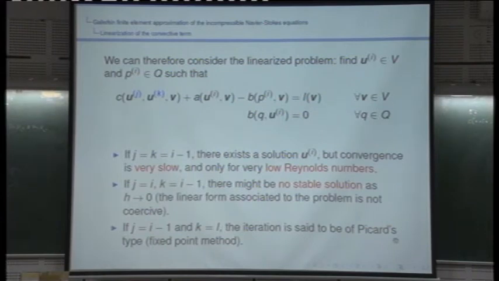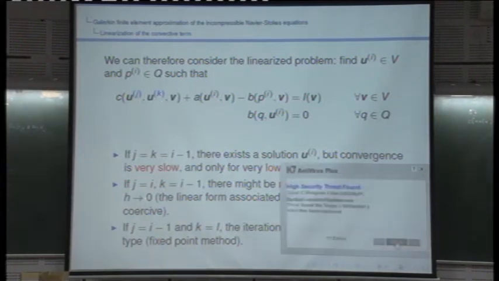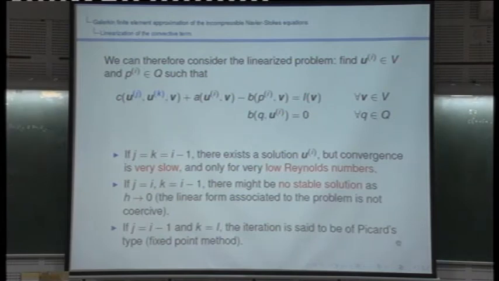As h goes to 0, it turns out that the linear form associated to the problem is not coercive. What happens if this is I and this is I minus 1? What's the problem? To obtain stability, I will take the test function equal to the unknown.